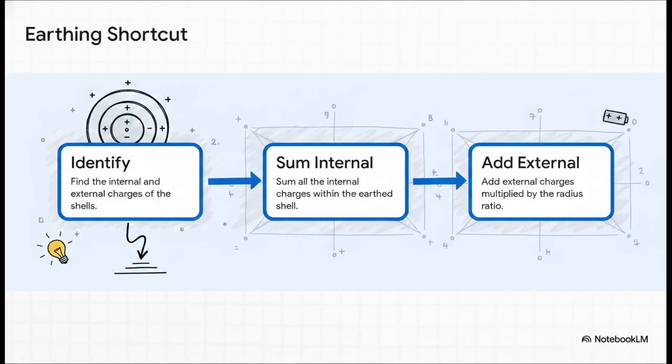Let's move on and see how this builds into an amazing shortcut for one of the toughest problem archetypes you'll face: concentric metallic shells. Specifically, we're talking about those tricky earthing problems where you need to find the charge flown to the ground. Instead of setting up complex, multivariable potential equations and setting them all to zero, you can just use this three-step topper hack. Sum up the internal charges, then simply add a fraction of the external charges, which you calculate by taking the earthed radius divided by the external radius. It's an incredibly elegant shortcut that literally saves massive amounts of time on the clock.